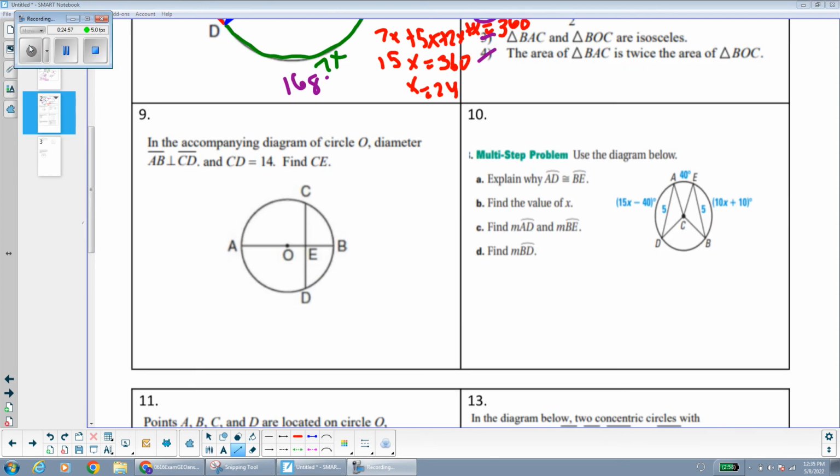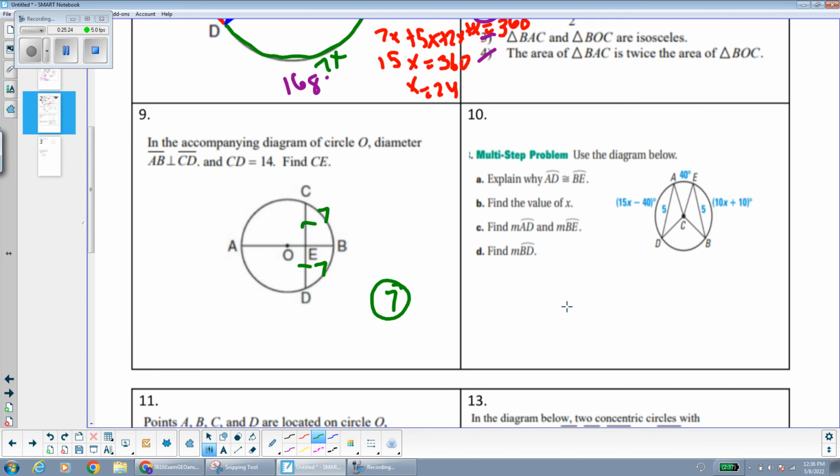In the accompanying diagram of circle O, diameter AB is perpendicular to CD, and CD is a chord. So automatically, I see that the theorem applies that says if a diameter is perpendicular to a chord in a circle, the chord is bisected by the diameter. Since CD is 14, each half is going to be 7. So we just found that CE is going to be 7.